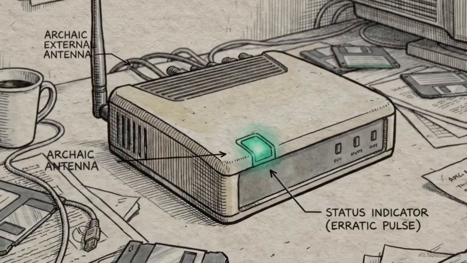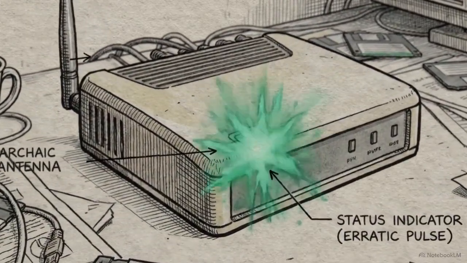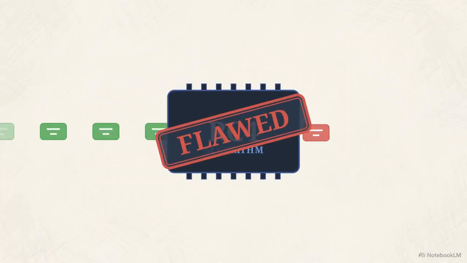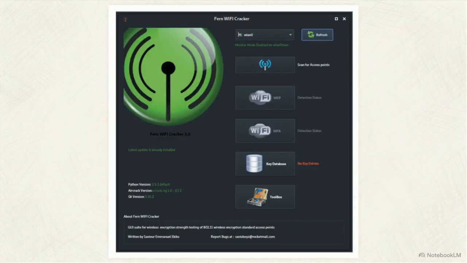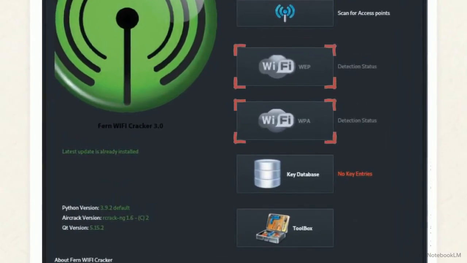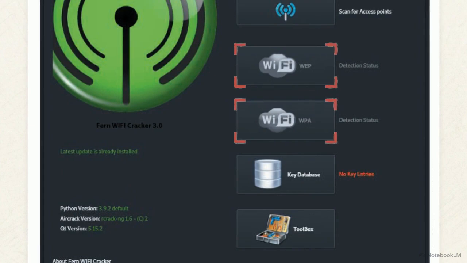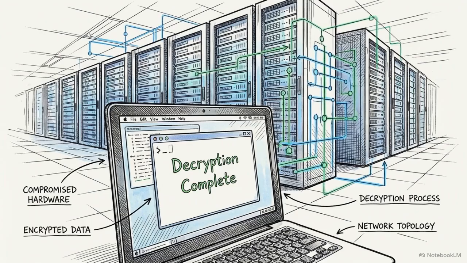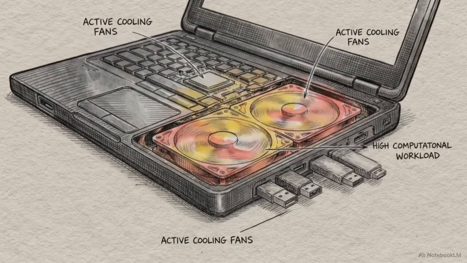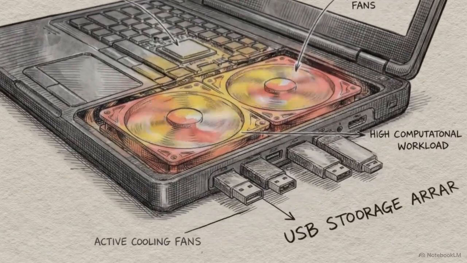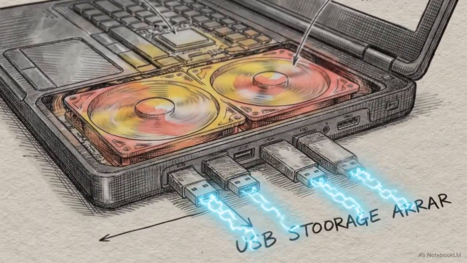Early networks relied on a legacy standard called Wired Equivalent Privacy, or WEP. It was built on a deeply flawed encryption algorithm known as RC4. This interface belongs to an automated key cracking tool used by penetration testers. Looking at the detection status indicators for WEP and WPA, the software listens to the encrypted packets and systematically exploits the mathematical flaws in the RC4 algorithm. Even the most advanced hardware architecture fails if the underlying encryption is compromised. By relying on legacy standards, the entire network becomes vulnerable to automated computational tools that can recover the shared key in a matter of minutes.